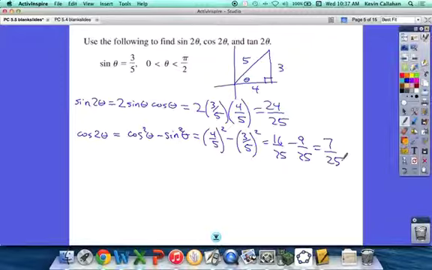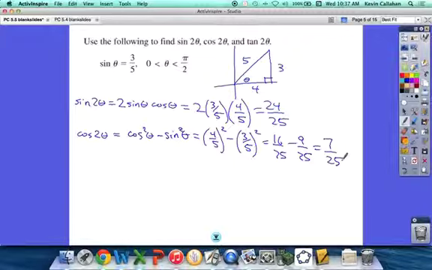And then the tangent, you have a formula for that, but if you've already done the sine and the cosine, how else can you find the tangent of 2 theta? You're going to divide the sine of 2 theta by the cosine of 2 theta. So divide 24 over 25 by 7 over 25, which will be 24 divided by 7.